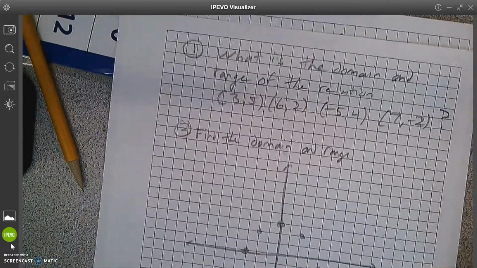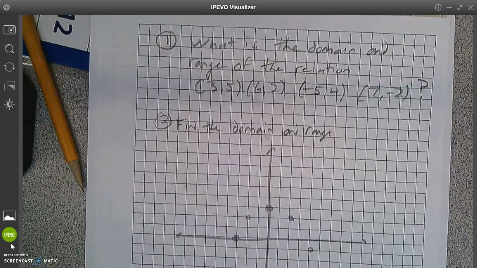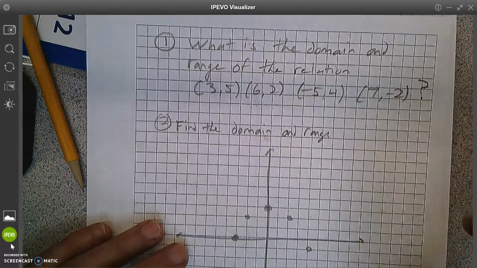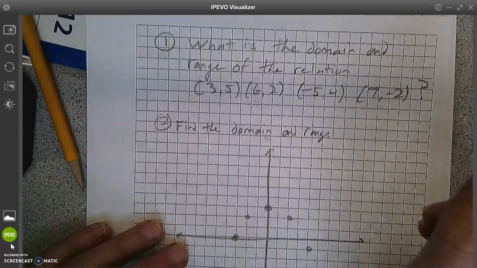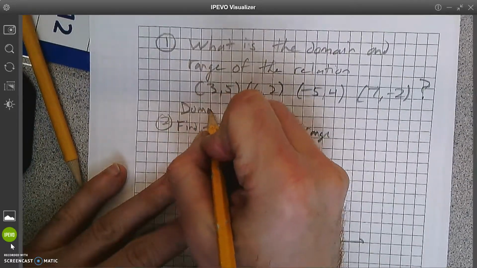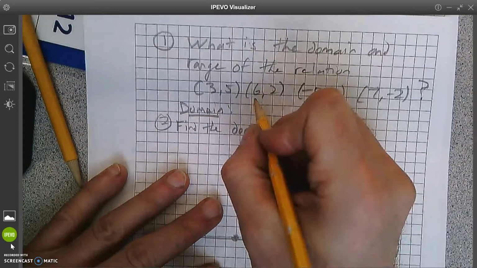Oh, the domain and range. Okay, copy this down. Okay, so domain and range. So I made up some coordinate points for a relation. So the domain is what? Yeah, that's all the x values, all the possible x values.